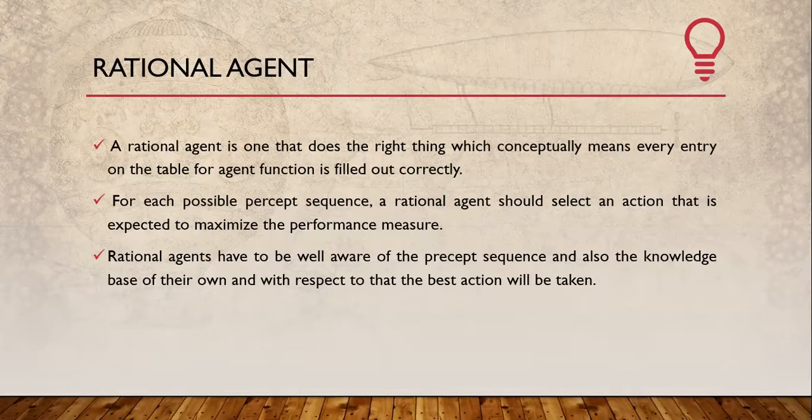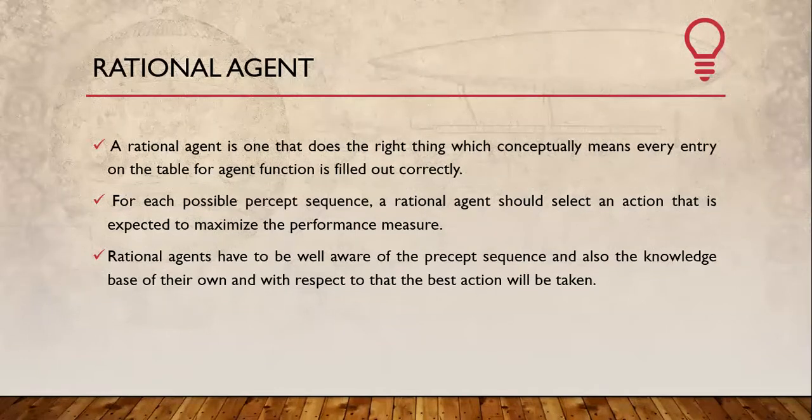Fine, let's go ahead. So what is another next characteristic of this rational agent? For each possible percept sequence, a rational agent should select an action that is expected to maximize the performance. Okay, so whatever action the rational agent is going to take, it should be in such a way that the performance should be maximum. Okay, the output should be best. So that's why that agent is known as rational agent.